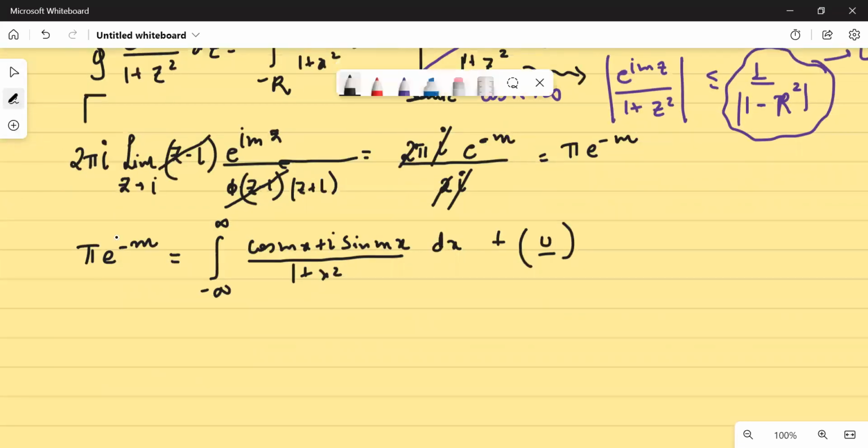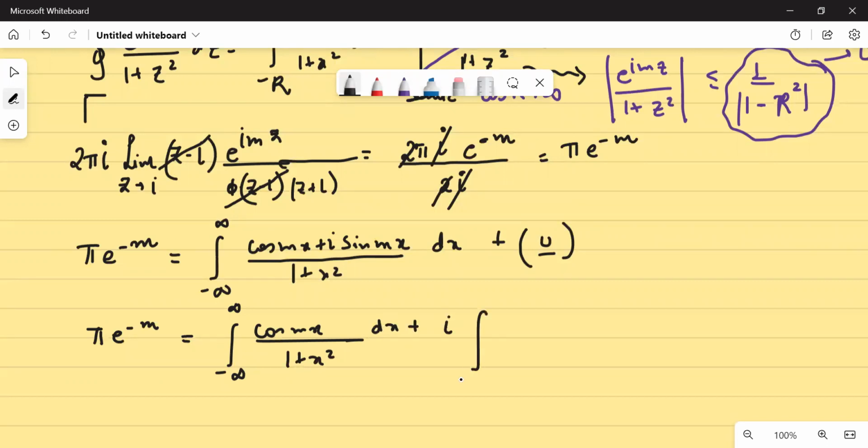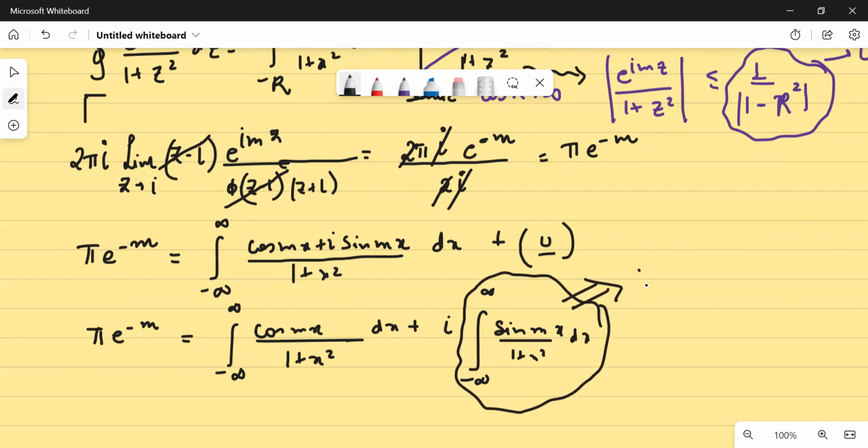So this is an advantage here. So what I will do is pi e to power minus m is equal to the integral from minus infinity to infinity of cos mx upon 1 plus x square dx, plus iota times the integral from minus infinity to infinity of sine mx upon 1 plus x square dx. Clearly, there is no such iota term on the right, so this integral is equal to 0. Is that clear? Because on the right hand side, you do not have any iota terms. This integration is 0, and this integration is equal to pi into e to power minus m.